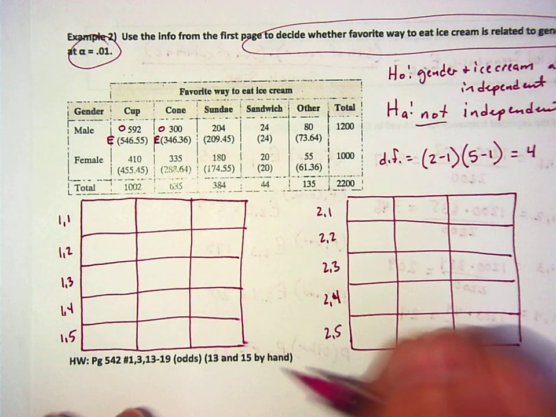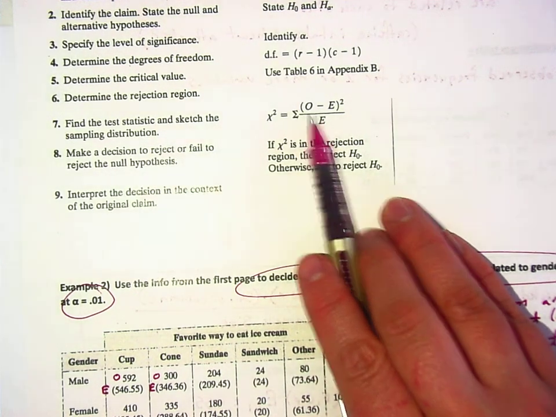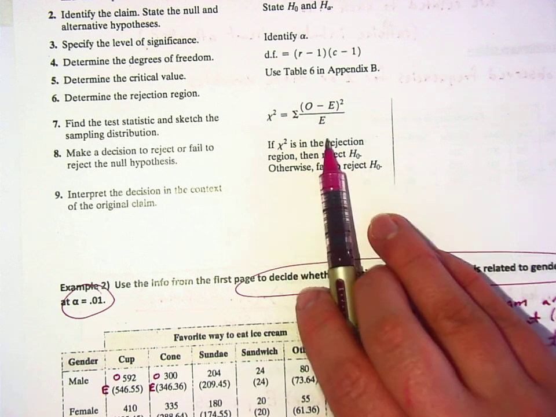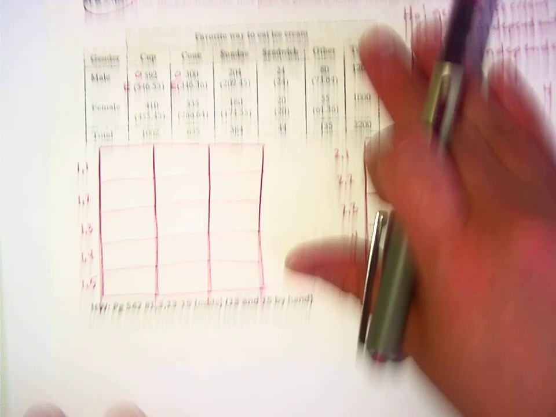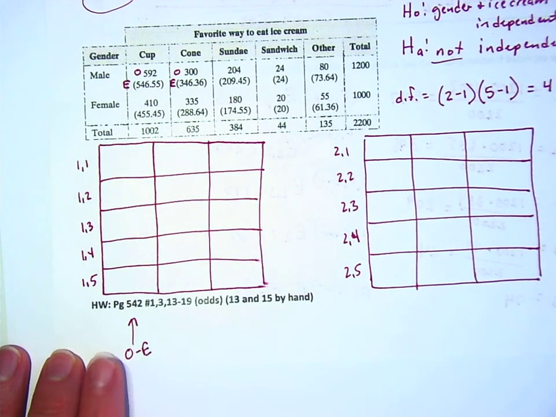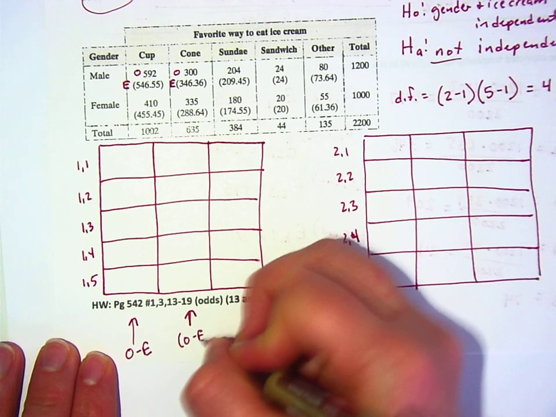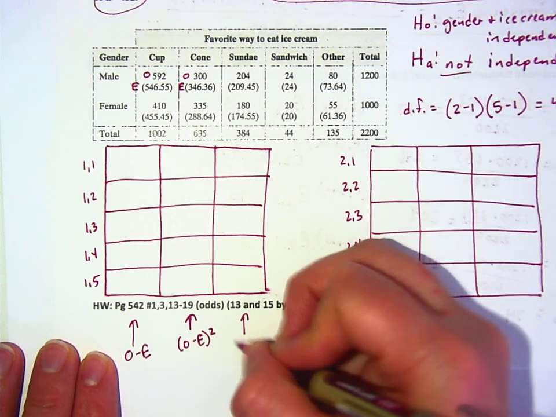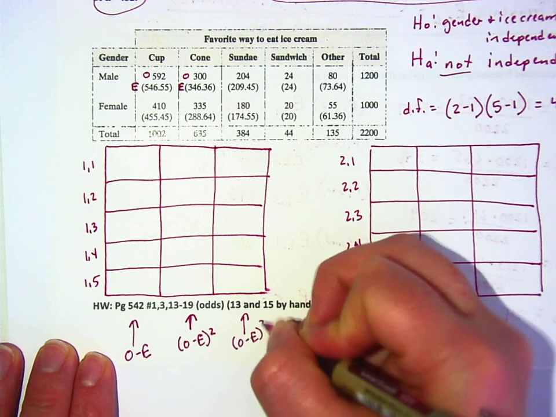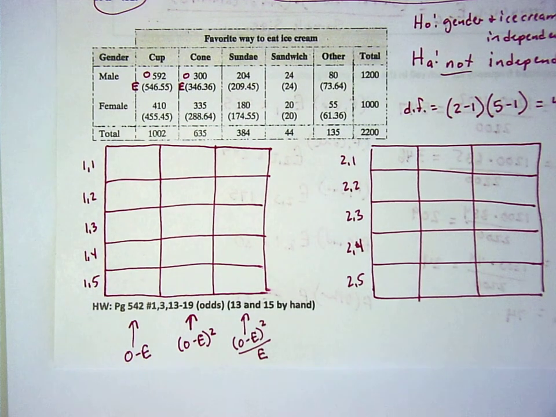All right, I didn't leave much room for myself, but I'm trying to get O minus E, then we're going to square it, then divide by E, and then add them all up. So this first column is going to be O minus E. This next column will be O minus E squared. And the third column will be O minus E squared divided by E. Just what we were doing yesterday, except we wrote them all out by hand. There were 4 or 5 of them yesterday, and this time there's 10.